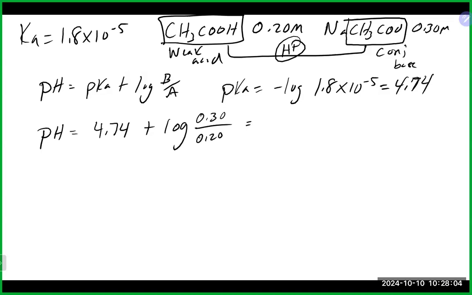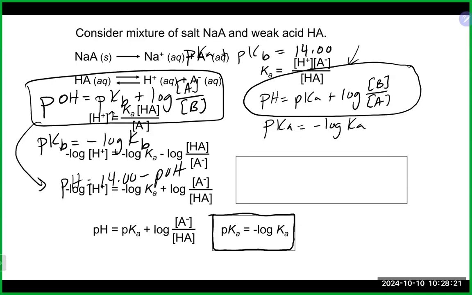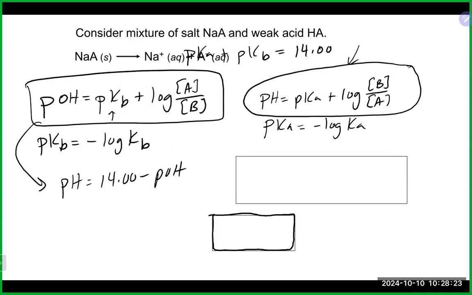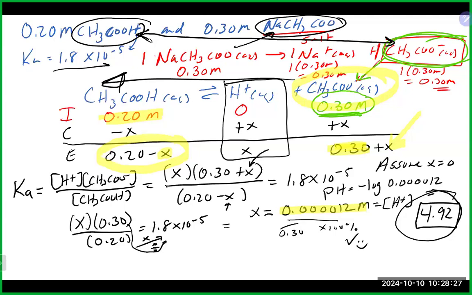And if we do that there, we want to divide first. So 0.3 divided by 0.2. We then want to take the log of that. Then we want to add it to 4.74. And that's going to give us a pH of 4.92. And dare I say that is the same pH we got here through the ice table. So you can do these problems two ways.